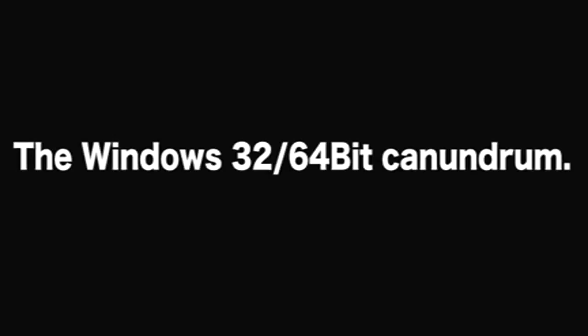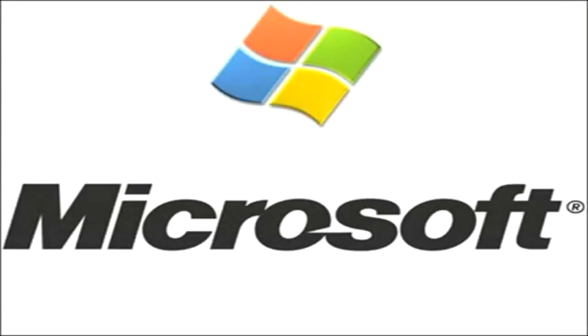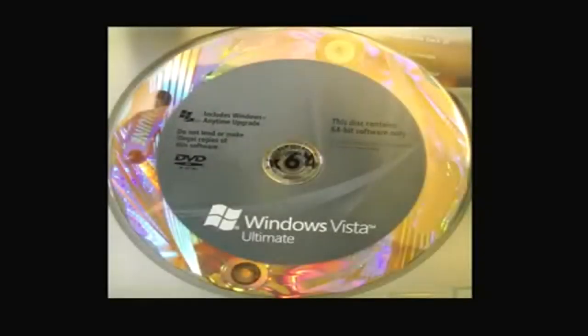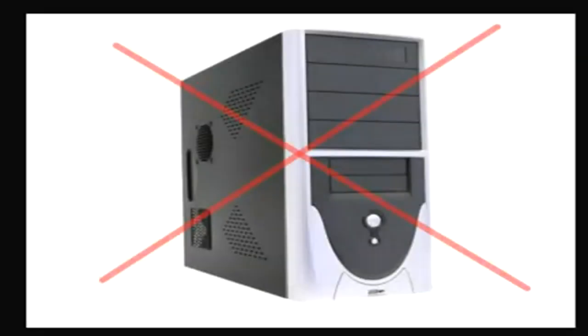The Windows 32/64-bit conundrum. The problem for Microsoft is that its IA64 and x64 versions of Windows actually run from different code bases and offer poor compatibility with a lot of existing 32-bit software. That problem is exacerbated by the fact that the 64-bit versions of Windows don't run on 32-bit PCs.